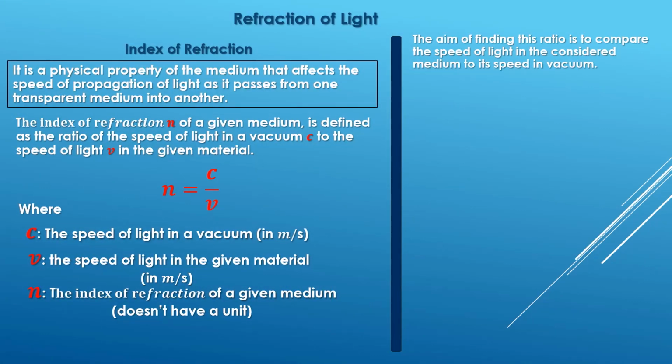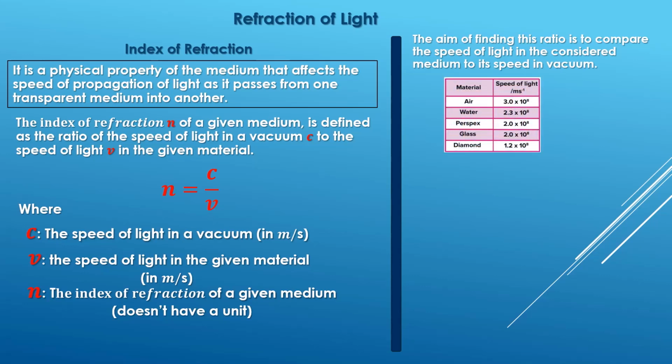So the aim of finding the ratio of the speed of light in vacuum to the speed of light in the given medium is to compare these speeds. For example, we know the speed of light in different materials. As you can see in this table, the speed of light in air, or vacuum, which is approximately the same, is considered to be equal to 3 times 10 to the power 8 meters per second. Of course, you need to be familiar with this number. Then you have different speeds in different media.